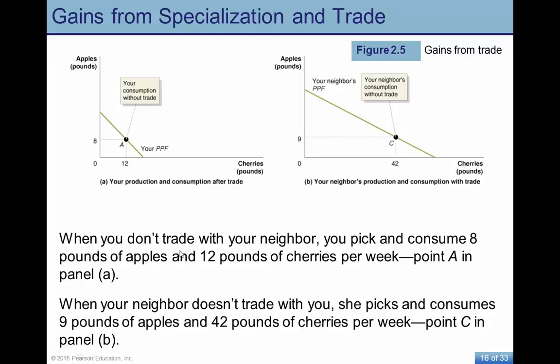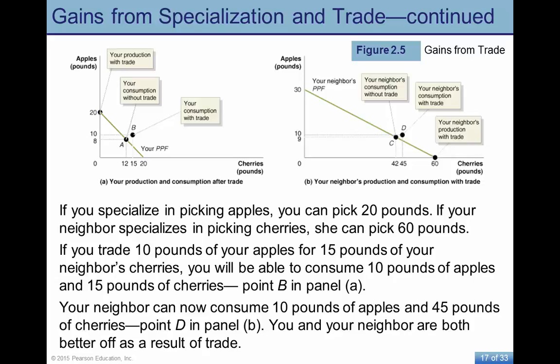When you don't trade with your neighbor, you pick and consume 8 pounds of apples and 12 pounds of cherries per week, at point A in panel A. When your neighbor does not trade with you, she picks and consumes 9 pounds of apples and 42 pounds of cherries per week, point C in panel B.